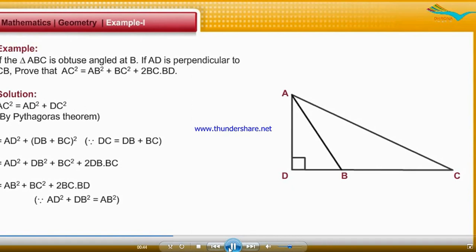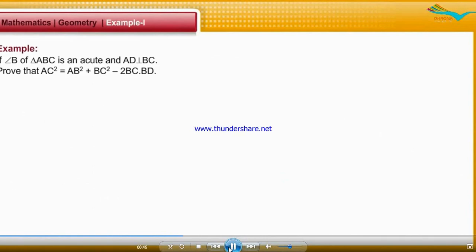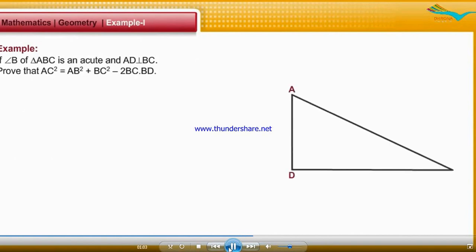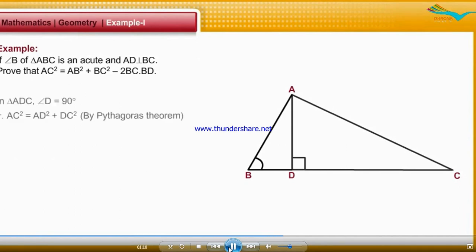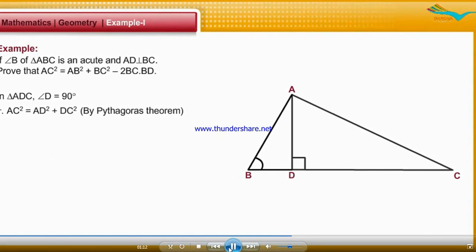Let's see another example. If angle B of triangle ABC is an acute and AD is perpendicular to BC, prove that AC square is equal to AB square plus BC square minus 2BC into BD. In triangle ABC, angle B is an acute angle. AD is perpendicular to BC. From the right angle triangle ADC, AC square is equal to AD square plus DC square.